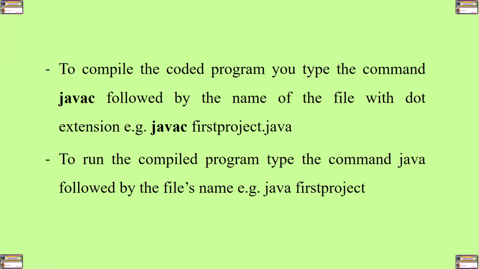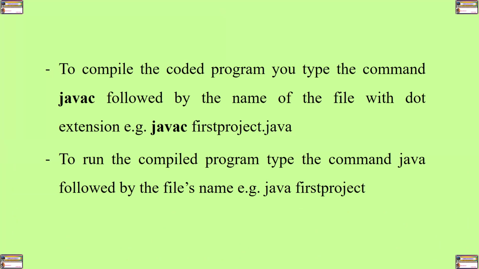The procedure is simple. First of all, type your program in an editor. Save it with a .java extension. Then go to the command prompt. Change the directory to the directory that contains your file. Once you are there, compile your program by typing the command javac space the name of the project with .java. That is the full name. Once the compilation is successful, you then proceed and run it.